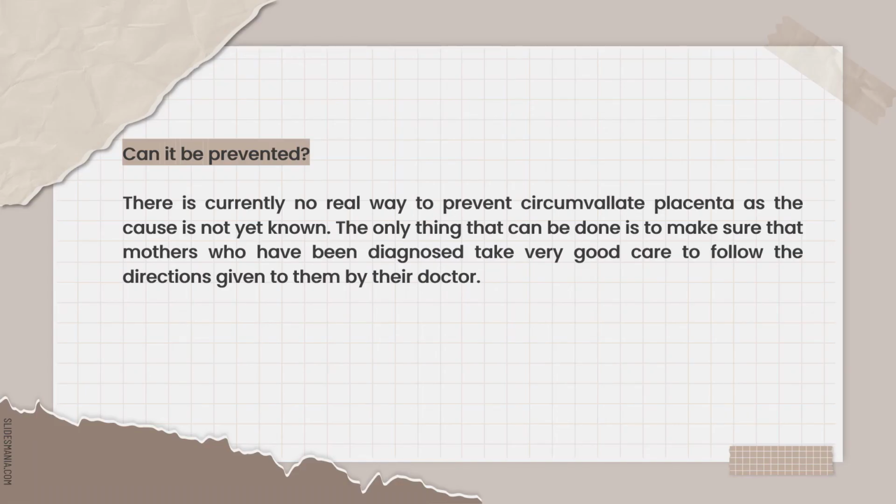Can it be prevented? There is currently no real way to prevent circumvallate placenta as the cause is not yet known. The only thing that can be done is to make sure that mothers who have been diagnosed take very good care to follow the directions given to them by their doctor.